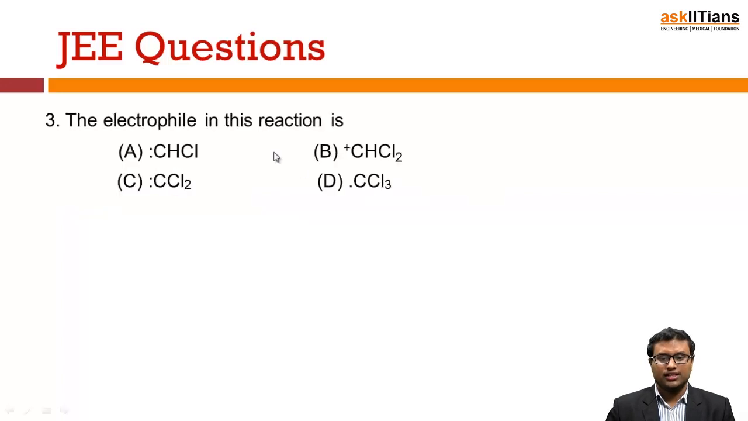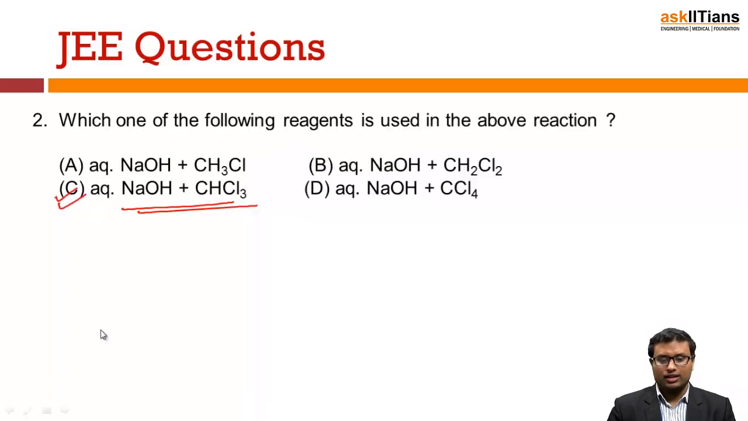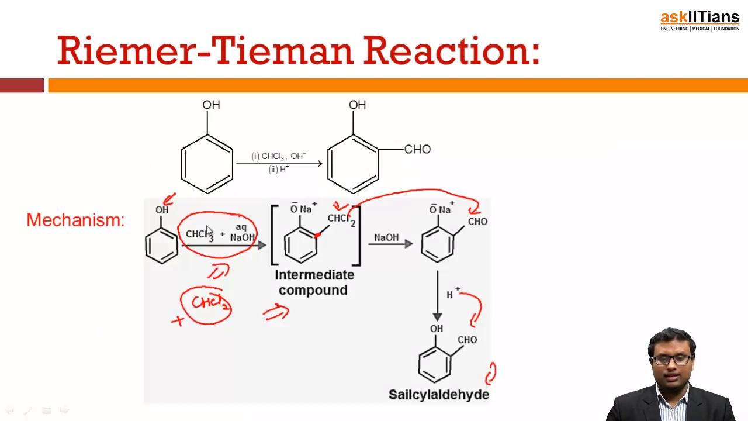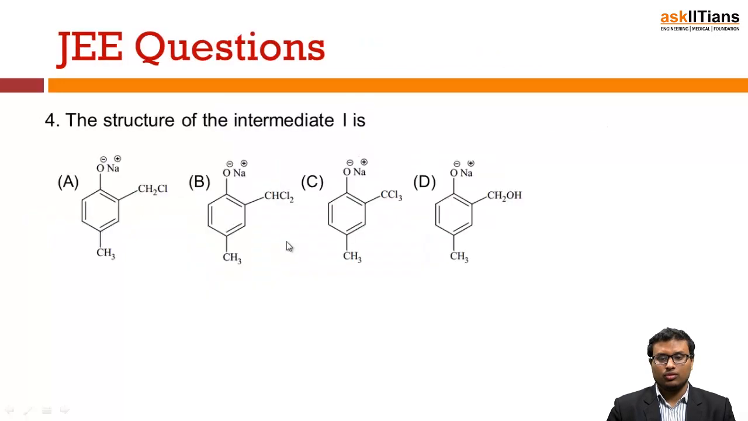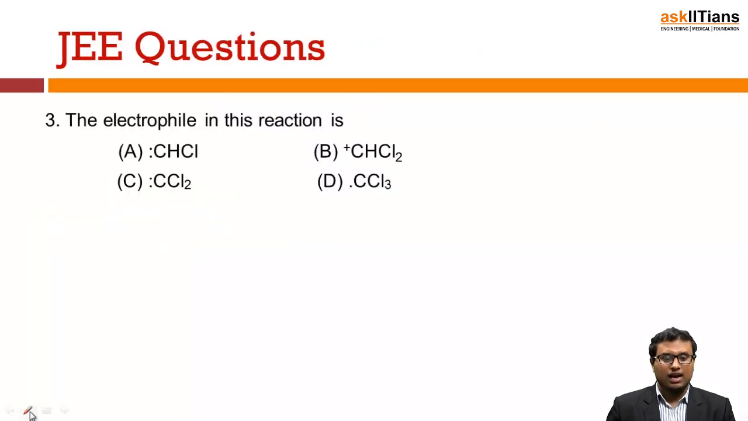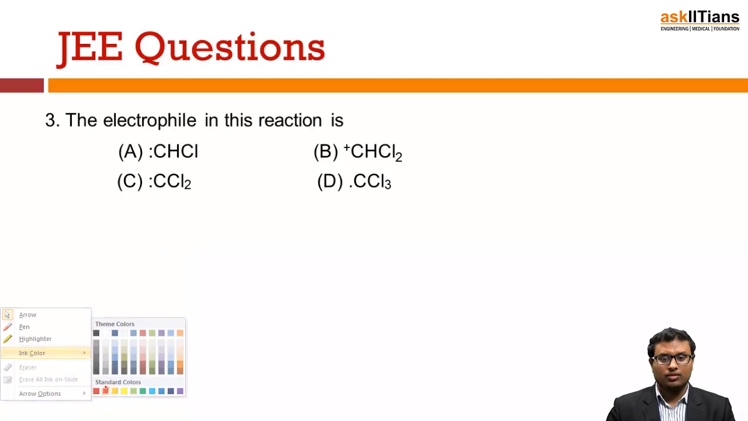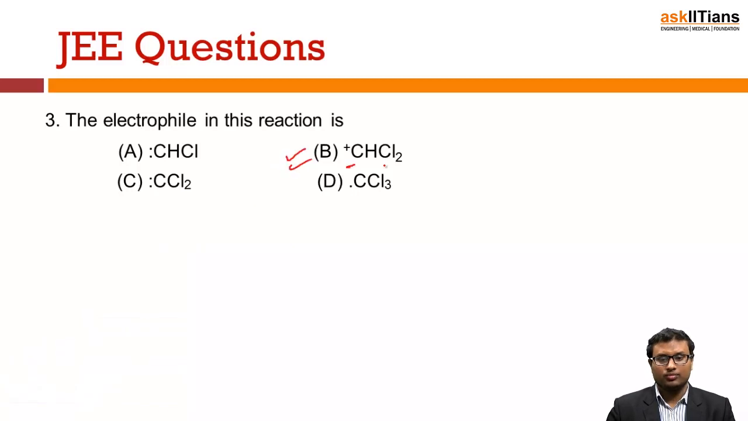Next, the electrophile in this reaction. I already told you that this CHCl3 is converted into an electrophile, CHCl2 plus. So this electrophile gets added at the ortho position. So the electrophile in this reaction will be your CHCl2. This CHCl2 gets added at the ortho position.